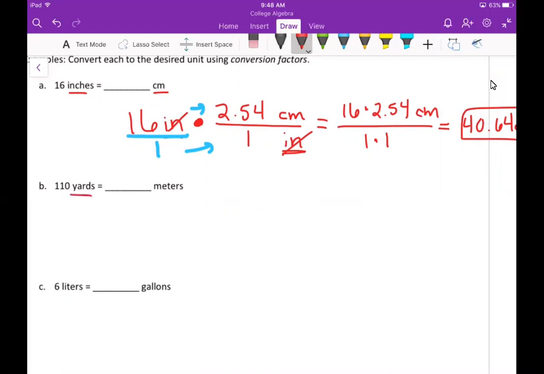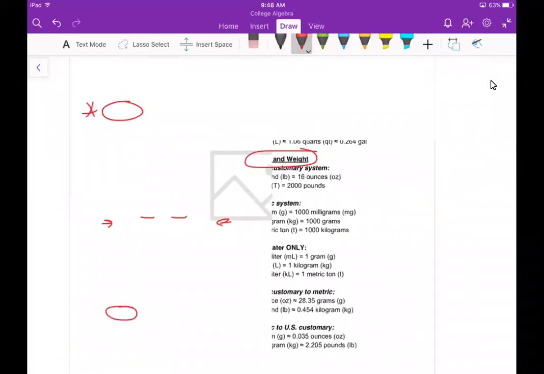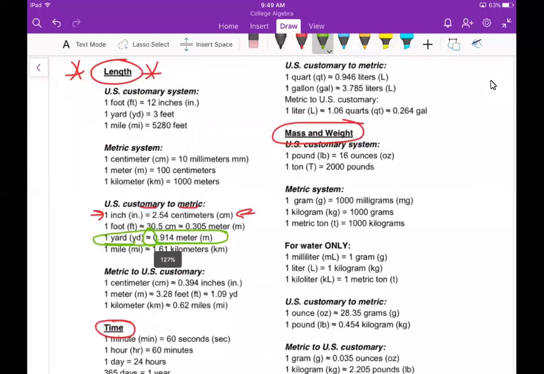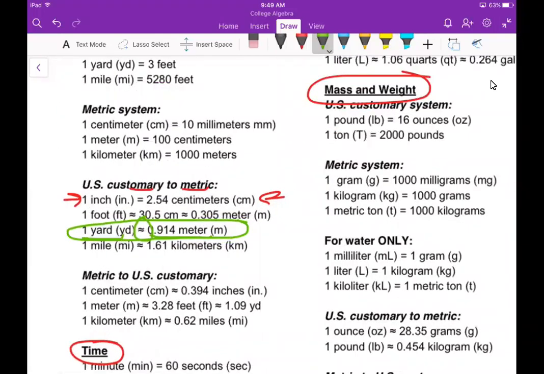Okay, so on this one, we're going from yards to meters. So I need to go back to my conversion sheet, and I'm again in terms of length here, because I'm going from yards to meters. And here again, I'm going from a US customary unit to a metric unit. So I'm going to use this conversion right here. One thing I do want to point out here. Notice on this conversion that we have a little squiggly equals sign. You see that there? That means this is an approximation.